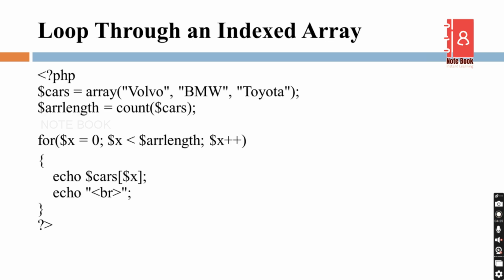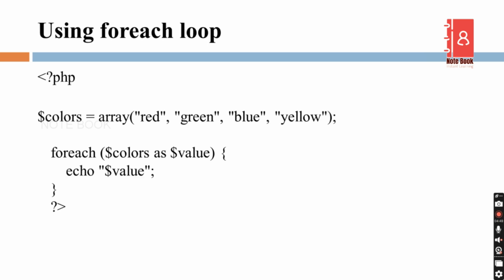Then loop through an indexed array. Look at this example PHP script, where $cars = array("Volvo", "BMW", "Toyota"). Then $arrlength = count($cars). There is a for loop, $x = 0; $x < $arrlength; $x++, where we are printing the $cars and the lengths. Then using a foreach loop, the PHP script here has $colors = array("red", "green", "blue", "yellow"); foreach ($colors as $value). So this is an example of a foreach loop.